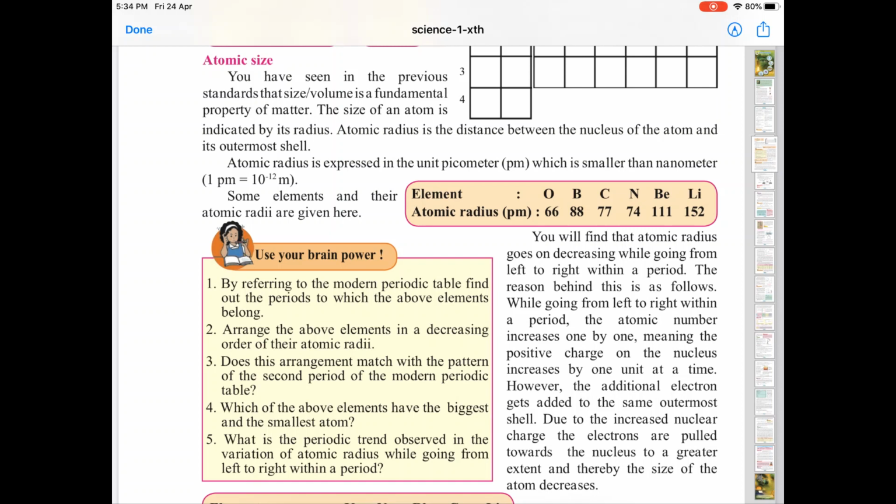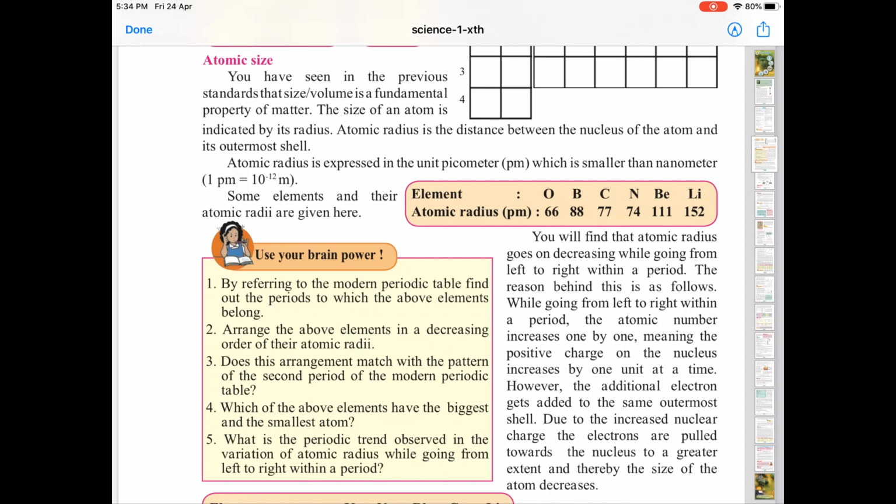In today's session, we will try to understand how the atomic size and the metallic character of the elements varies when we move from left to right along a period and when we go down along a group. So we'll start with atomic size.